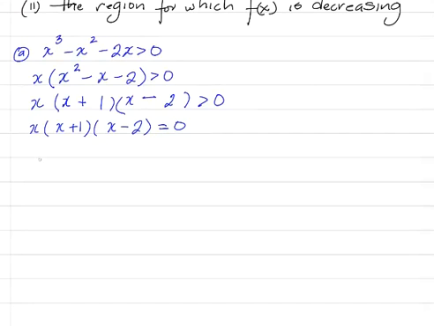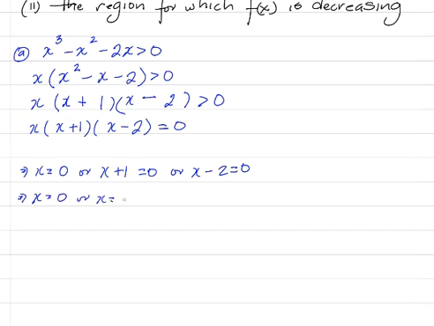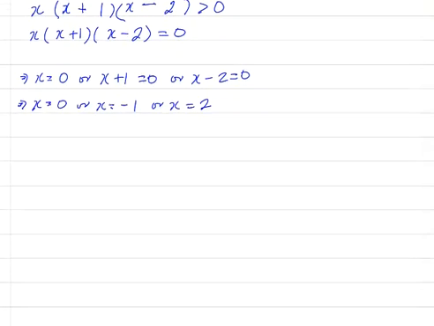Therefore, x is equal to 0, or x plus 1 is equal to 0, or x minus 2 is equal to 0. So x is equal to 0, or x is equal to minus 1, or x is equal to 2. Those are my critical values. Let's see if we can put these on a table of values.